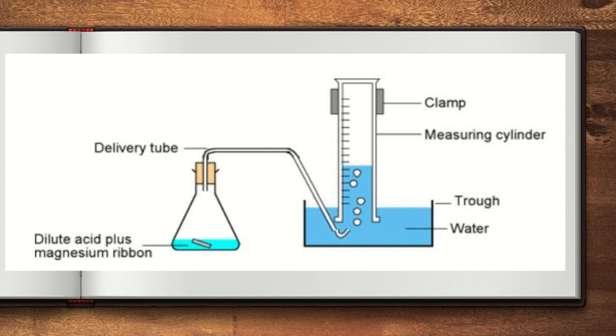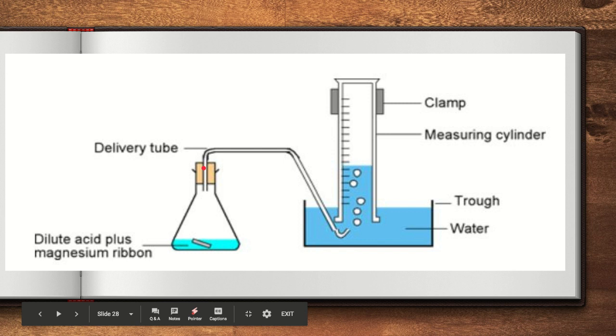This is another way, not very good if your gas is soluble in water. So you can't use it if you've got a soluble gas. However, exactly the same reaction. We've got, say, hydrochloric acid, magnesium ribbon. You've got a bung here to seal the tube, a delivery tube that comes down.